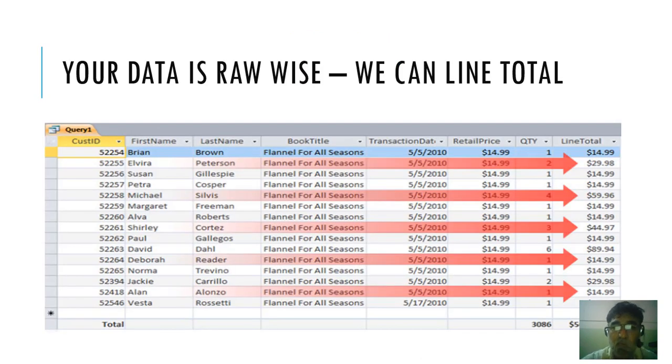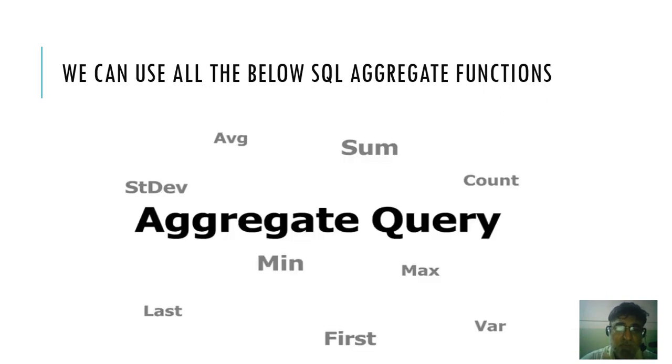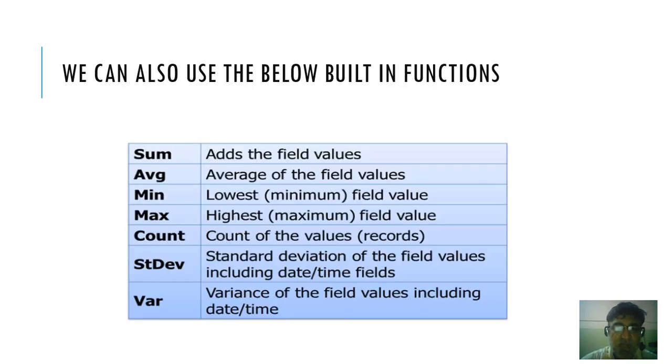As we can see, in Microsoft Access our data is row wise. We can take line total to the most right column. We can make a calculated field, and we can apply an aggregation on that. And we can summarize our data column wise as well. We can use all the below SQL aggregate functions: average, sum, count, standard deviation, minimum, maximum, variance, first, last. These all are the functions of SQL.